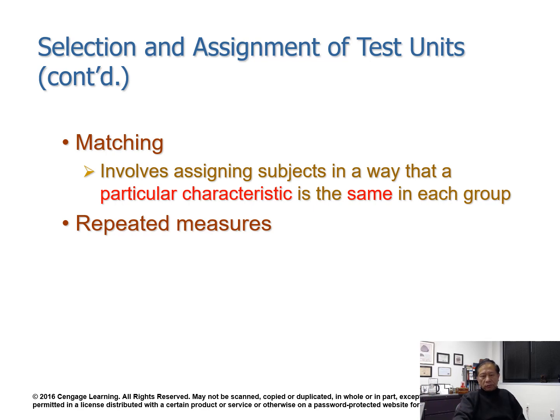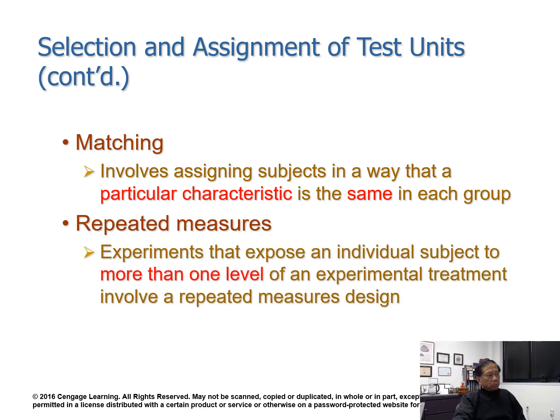white people. Okay? You can do repeated measures, experiments that expose an individual subject to more than one level of experimental treatment involve repeated measure design. You can have the same person going through different levels. Okay.